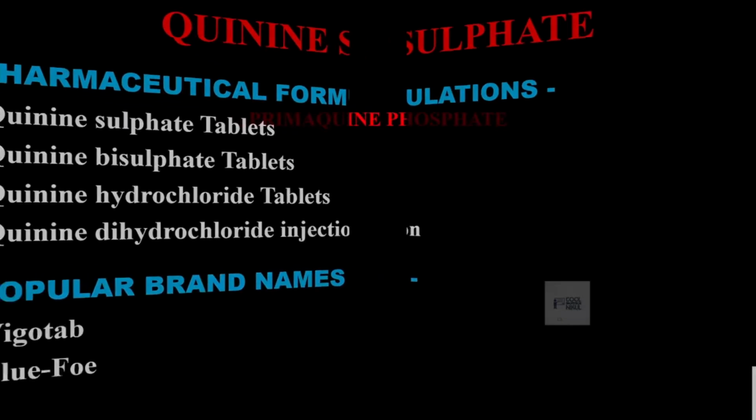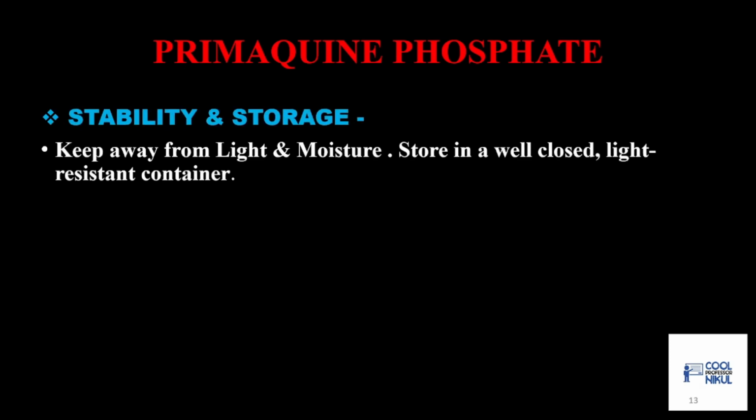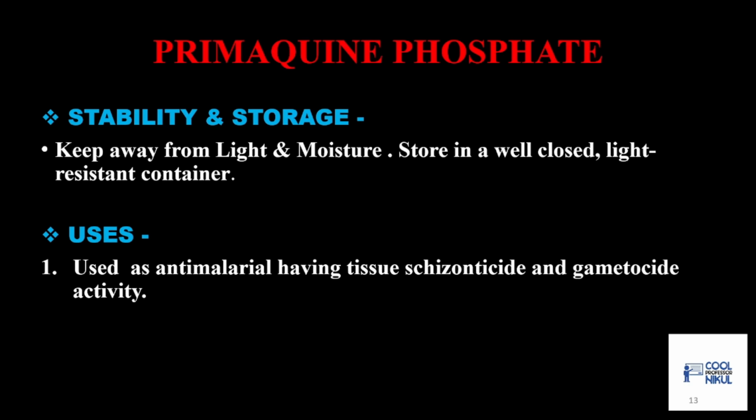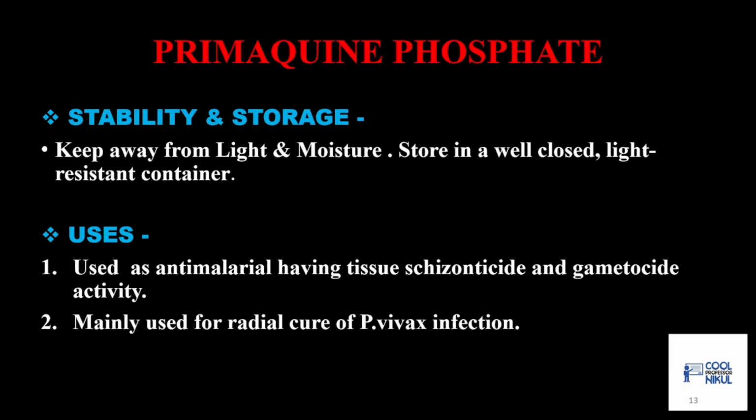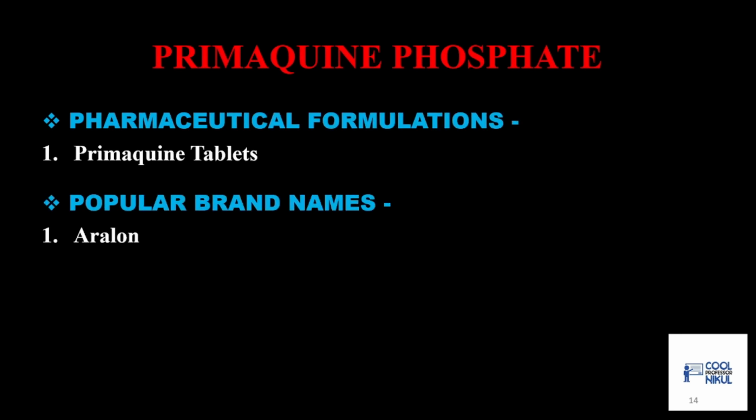Then let us go with primaquine phosphate. The stability and the storage is same. Uses: used as an anti-malarial, having tissue schizonticide and gametocide activity, mainly used in radical cure of Plasmodium vivax infection. Tablets are available, and Irelon is the popular brand name.